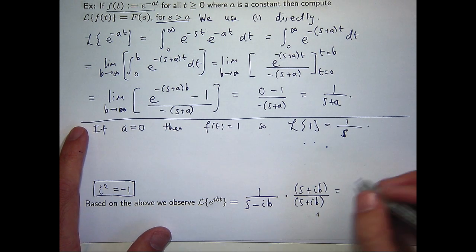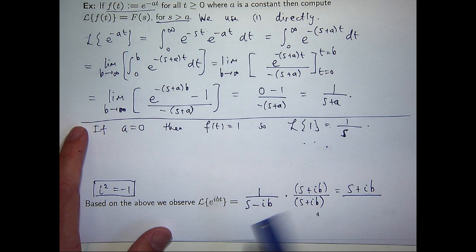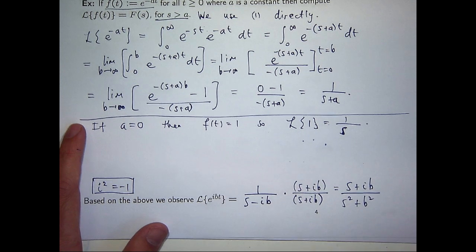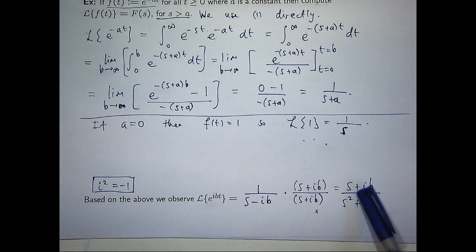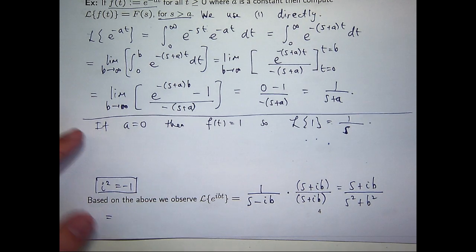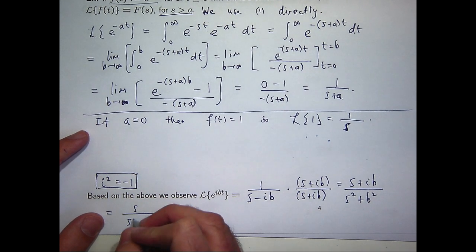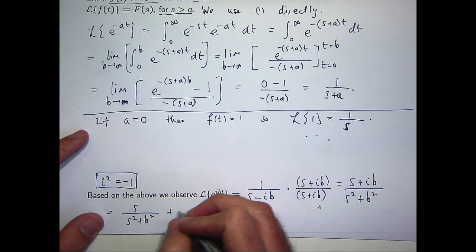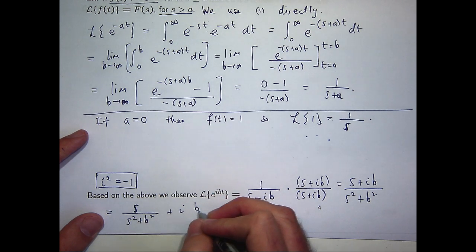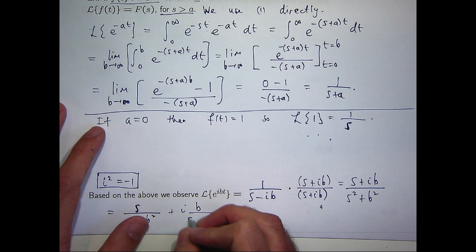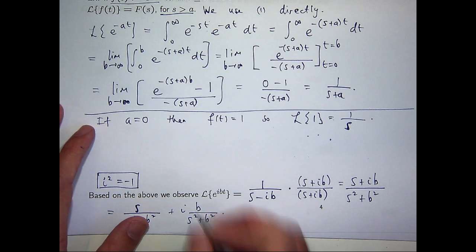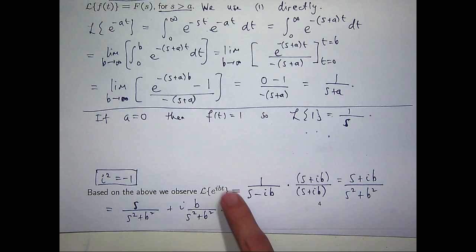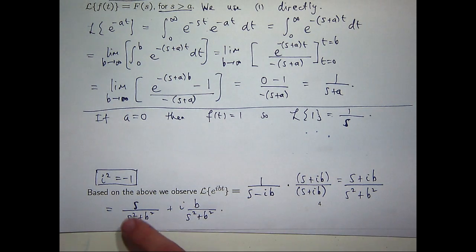Okay, well, when I expand this bottom bracket, I'm going to get something like s squared plus b squared. Now, if I break this up into real and imaginary parts, I can come up with the following. By the way, the b here is independent of the b in these calculations. Okay, so the Laplace transform of e to the ibt, where b is a constant, is given down here.